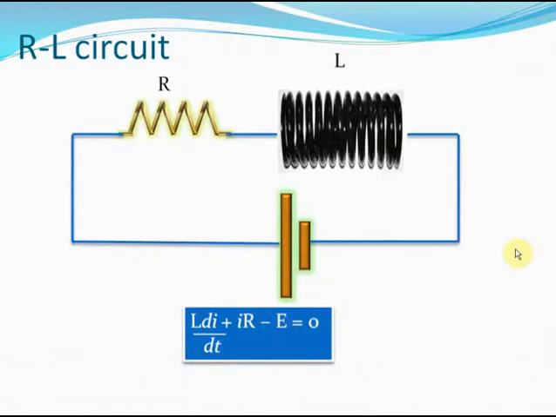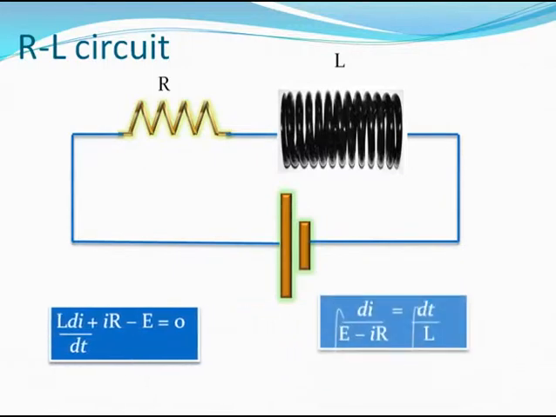Clearly, if we apply Kirchhoff's law, we will see that L di by dt plus IR minus E is 0. Note that I have written different signs for the EMF induced in the inductor, which is L di by dt, and E, the EMF of the original battery, because the EMF in the inductor will always be in the direction opposite to the EMF of the battery.